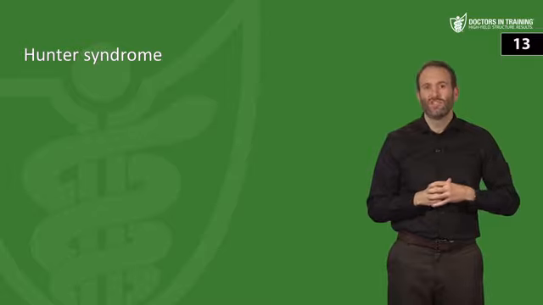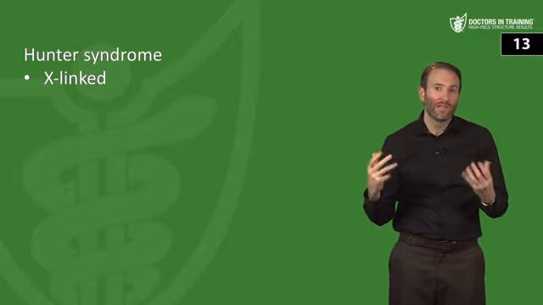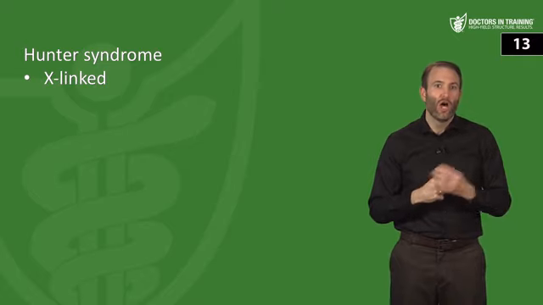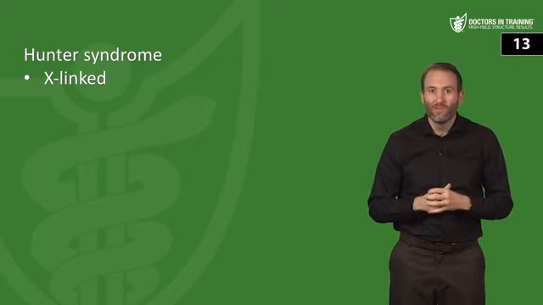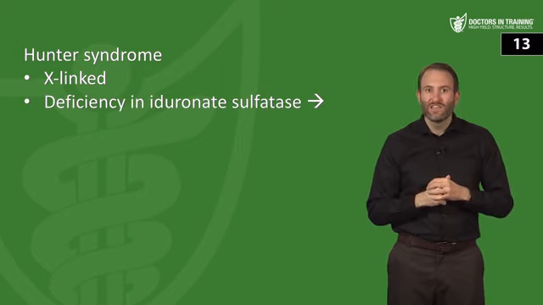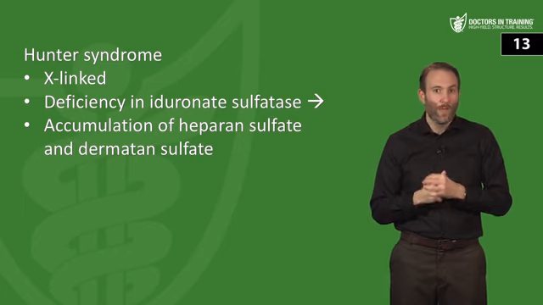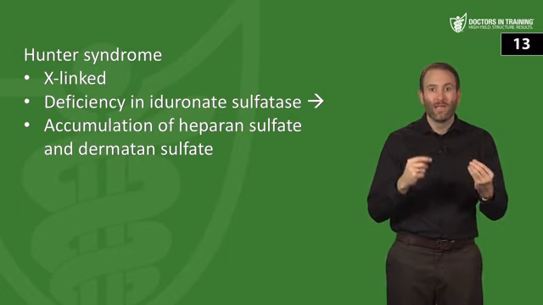Next, we have Hunter syndrome. So this is an X-linked one. So remember, we have two X-linked lysosomal storage diseases that we're talking about, Hunter and Fabry. Now, one way to remember this is that X marks the spot for Hunters. Now, the deficient enzyme is iduronate sulfatase, which results in an accumulation of heparan sulfate and dermatan sulfate.